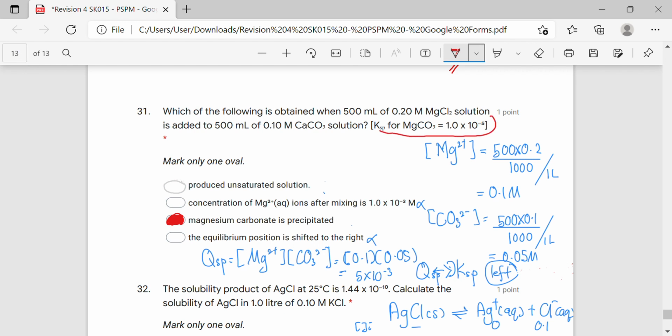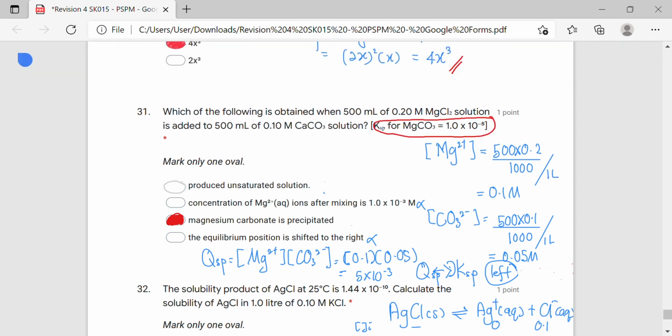So kita nak tahu equation apa yang kita perlu tulis. Kita tengok kepada nilai KSP yang dia bagi. So dia bagi KSP untuk MgCO3. So kita tulislah equation untuk MgCO3. So MgCO3 solid dia sama macam yang tadi tu. Mg2 plus aqueous plus CO3 2 minus aqueous. Okay, so kita perlu dapatkan molarity untuk Mg2+.